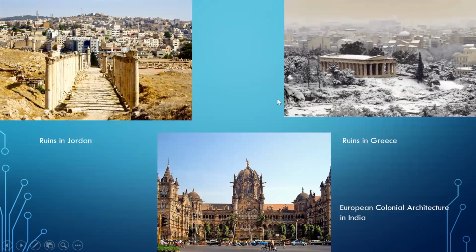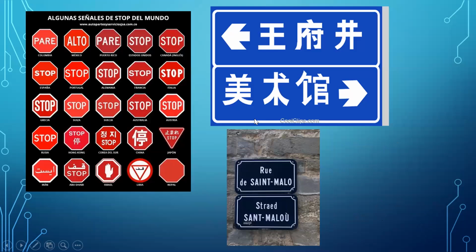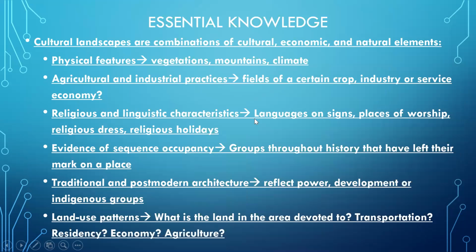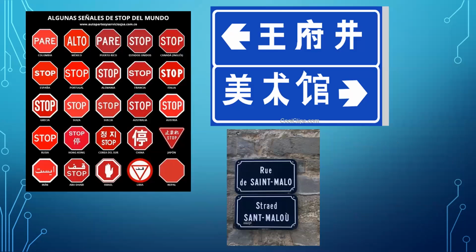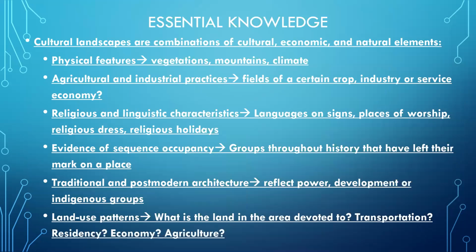Sequent occupance here: looking at the past, being able to see how that's influenced society there. So the ruins in Jordan, the ruins in Greece, the European colonial architecture in India. Sequent occupance is pretty easy. Again, it's groups throughout history that have left their mark. Think of the Colosseum in Rome. That's pretty easy.